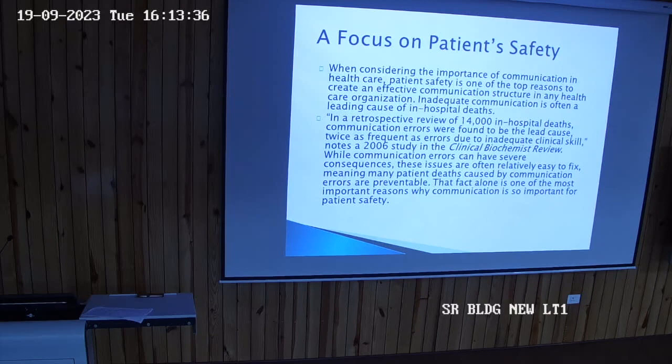So adequate communication is an important factor, and it has been studied in various reviews that lack of communication has turned out to be one of the important aspects of deaths among patients. While communication errors can have severe consequences, these issues are often relatively easy to fix, right? Communication errors are easy to fix, meaning many patient deaths caused by communication errors are preventable. That fact alone is one of the important reasons why communication skill is so important for patient safety.